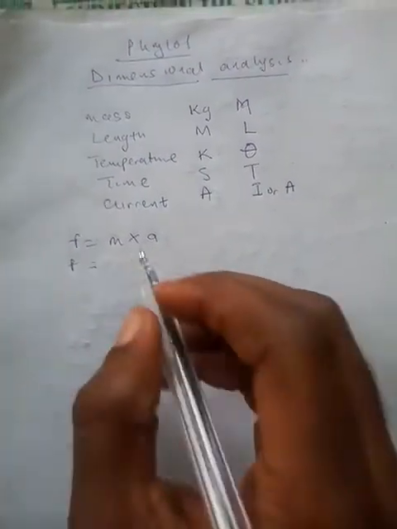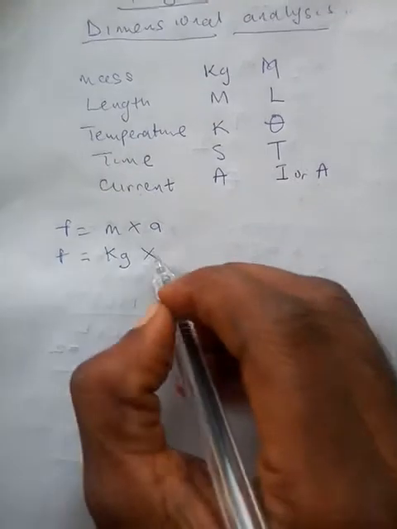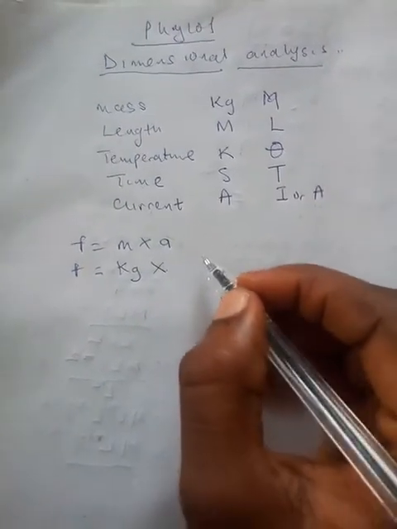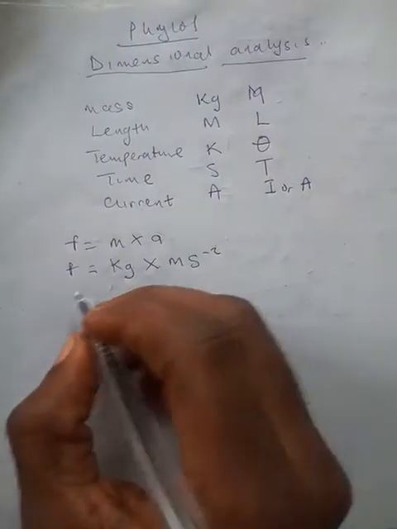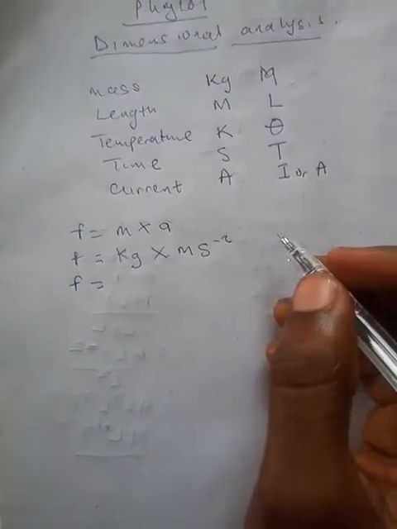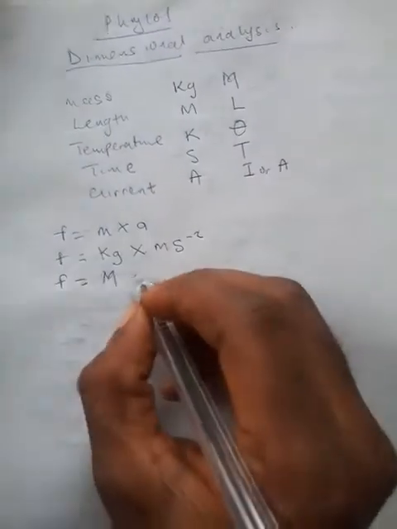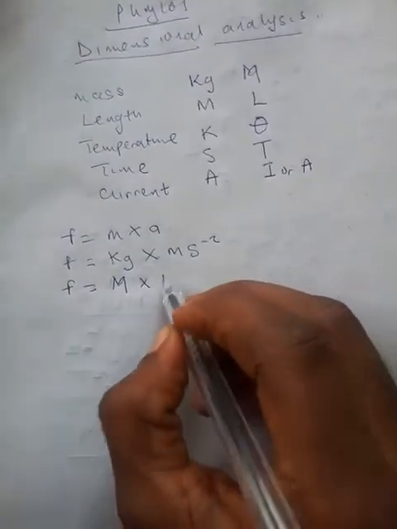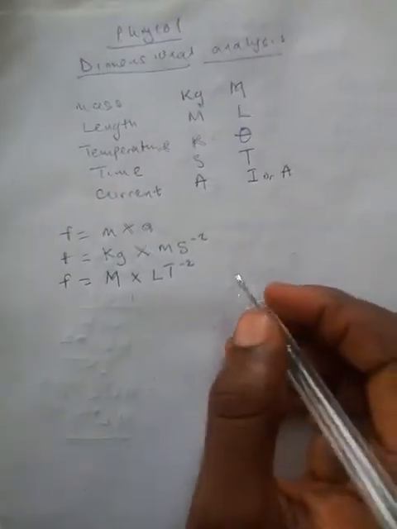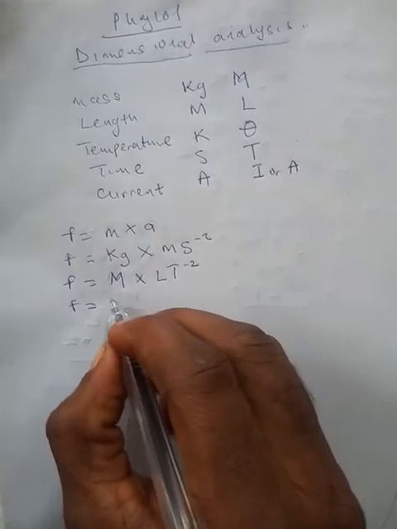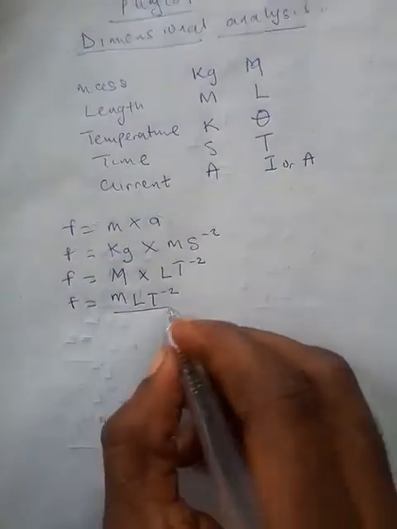The unit for mass is kg, and the unit for acceleration is meter per second squared. We already know that from our previous classes. The dimension for kg is M, the dimension for meter is L, and the dimension for second is T minus 2. So when we merge this together, our force will give us MLT minus 2, very easy. So that is the dimension for force.